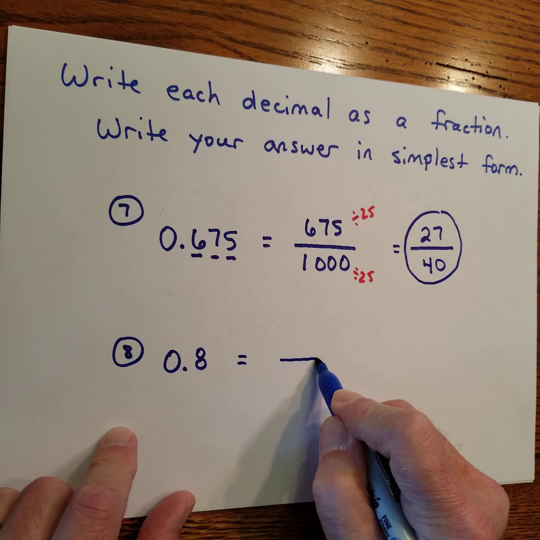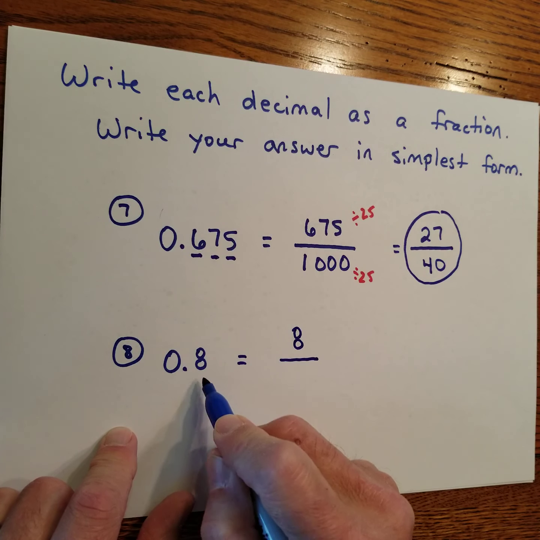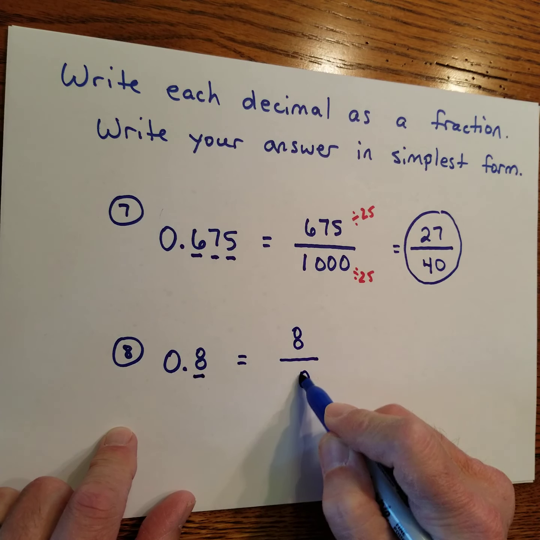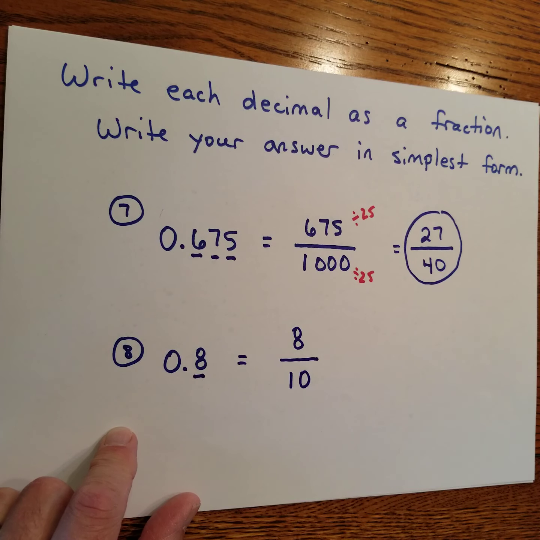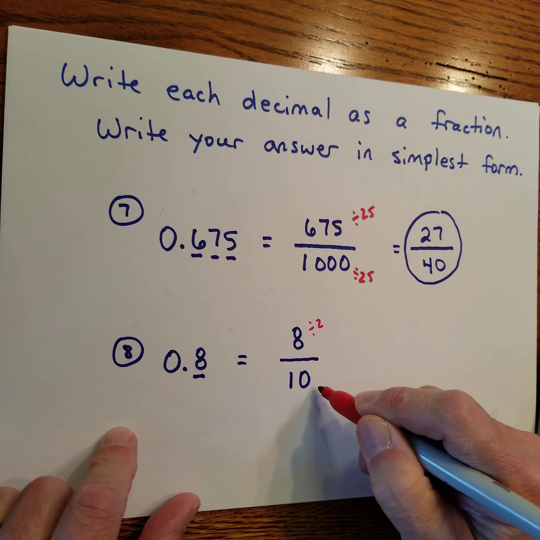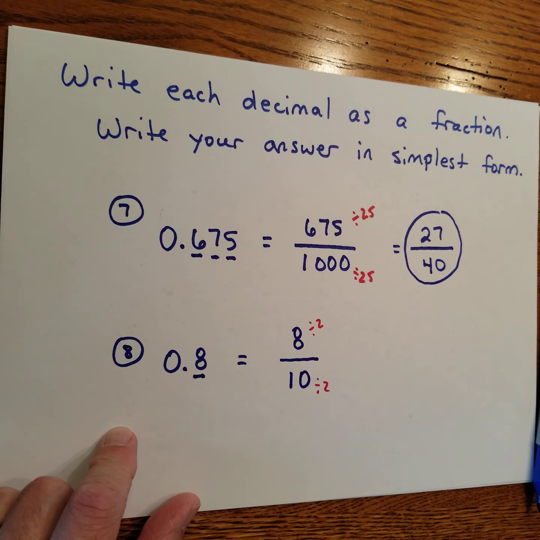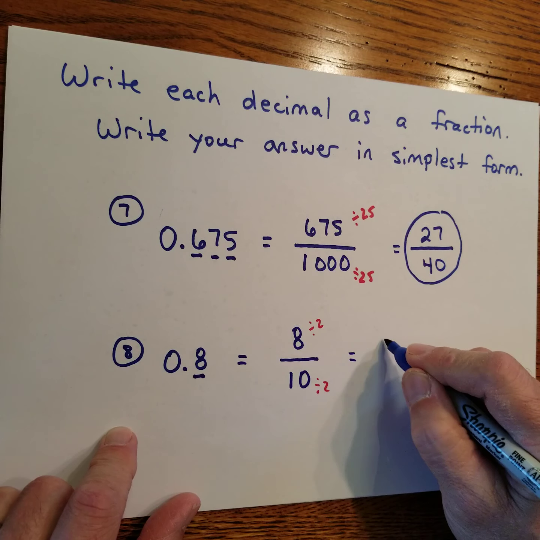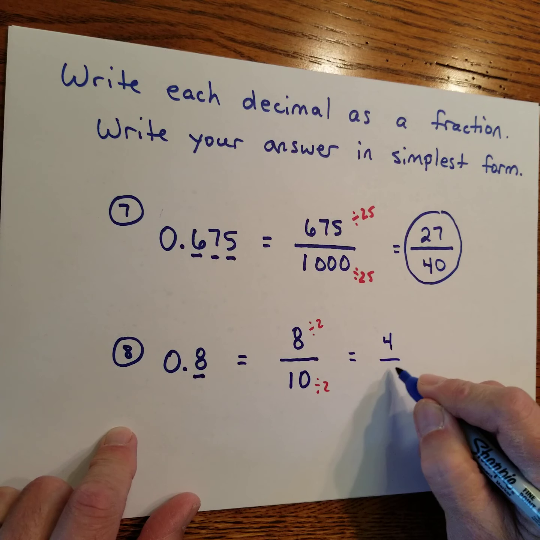Same process. Put the 8 in the top, count the place values. There's 1, which means 1 0 in the bottom. Now reduce. 8 and 10 are both divisible by 2. So we like 4/5 as a good final answer.